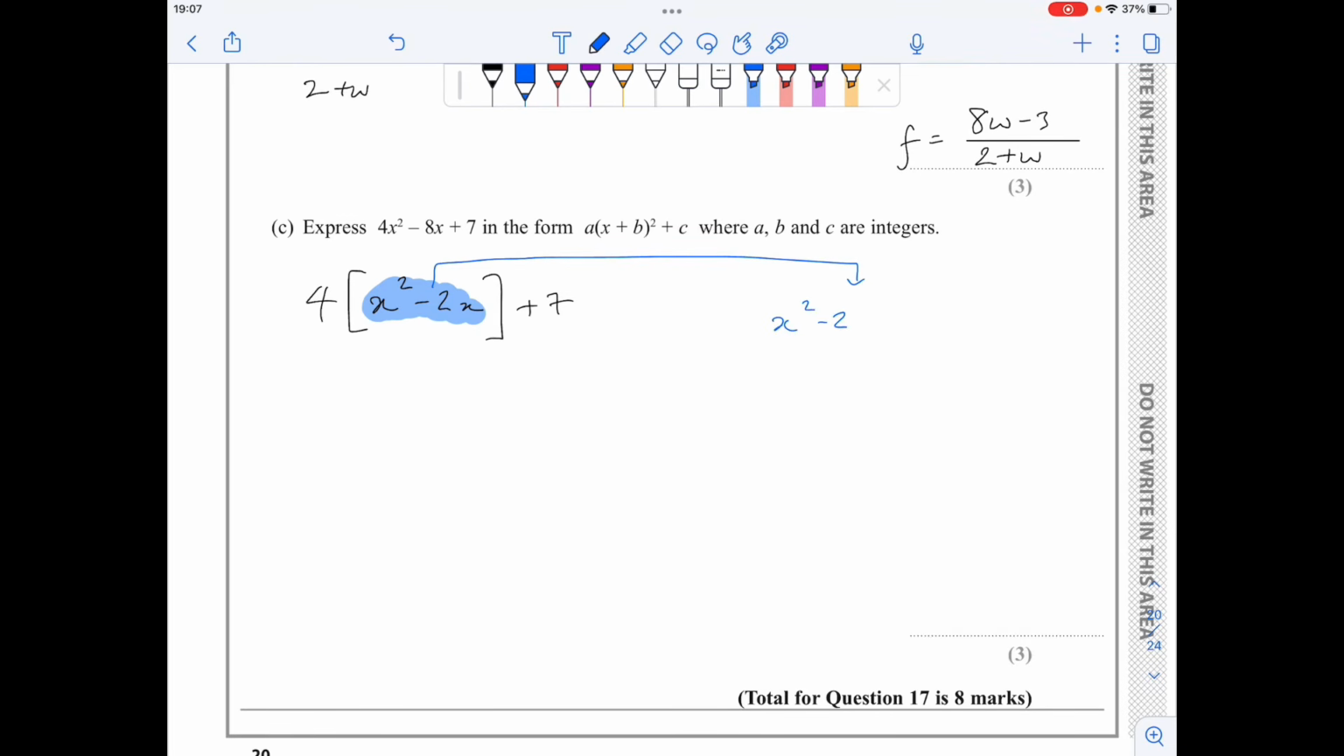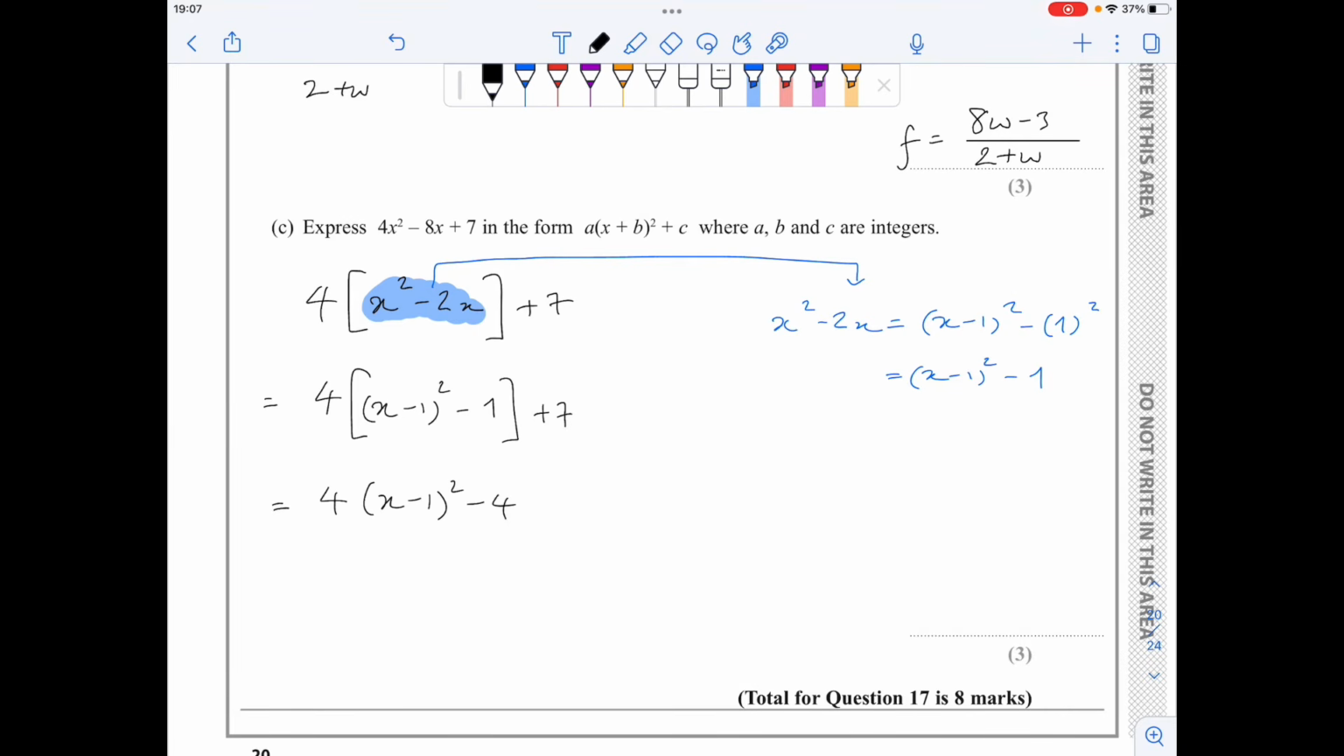x squared minus 2x equals x minus 1 squared minus 1 squared, which is x minus 1 squared minus 1. So coming back to the previous step, that's 4 square bracket x minus 1 squared minus 1 plus 7. Expand the square brackets. So 4 x minus 1 squared minus 4 plus 7. I'm only expanding the square bracket, not the other bracket.